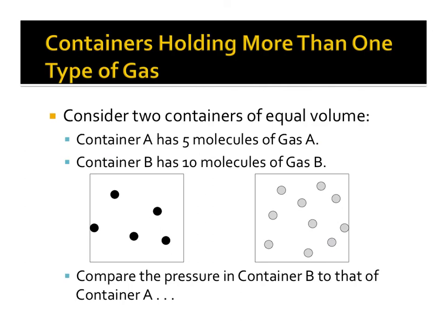Okay, enough about reviews. Now what I want to look at is if containers have more than one type of gas. So looking at these two boxes here, we have two containers of equal volume, and they're at equal temperature. Container A has 5 molecules, and container B has 10. So if we compare these pressures, A is going to have a lower pressure, and B is going to have a higher pressure.